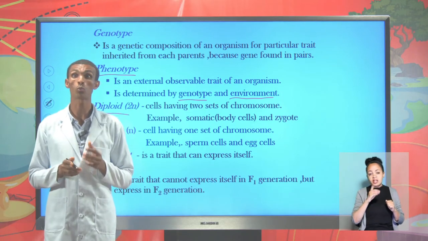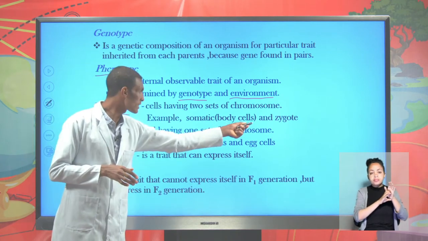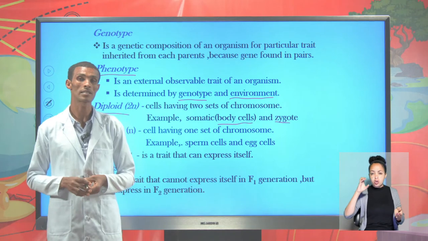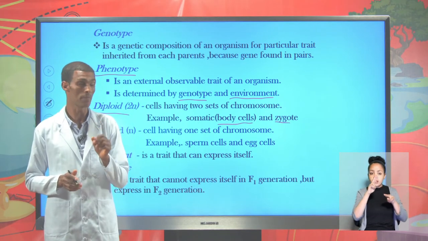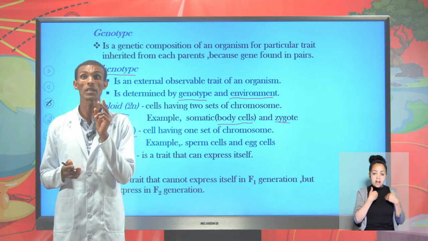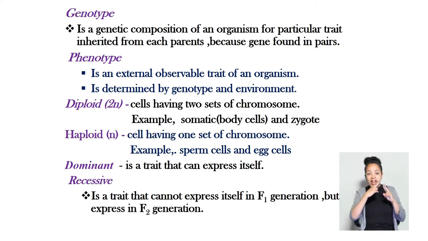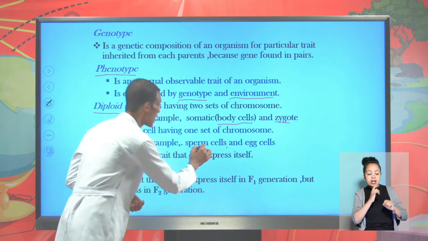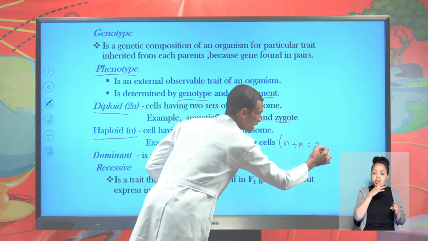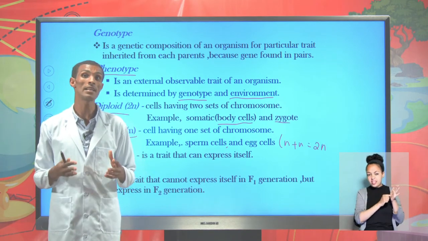When you say diploid or 2N, it is a cell having two sets of chromosomes, for example somatic cells or body cells, and cells like the zygote. They are considered diploid because two sets are found in them. And again, the other one is haploid. When you say haploid, it is a cell having one set of chromosomes, for example the sperm cell from the father and the egg cell from the mother. We inherit N from the father plus N from the mother, which, as a result of fertilization, comes to form 2N or the zygote.